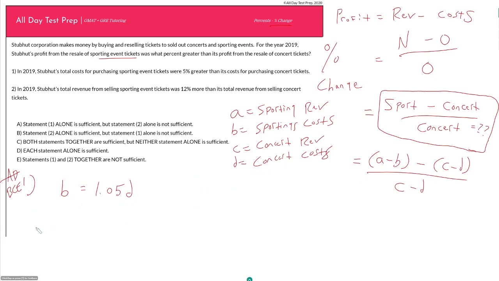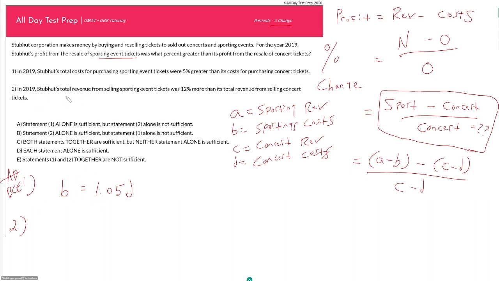Now, I'm not going to plug this in here yet because I still see it's obviously insufficient. In order to be sufficient, I'm trying to eliminate variables here. I'm trying to combine things, cancel out variables so that I'm left with just a single number in the end. So just plugging in 1.05D for B is definitely not going to be enough to do that.